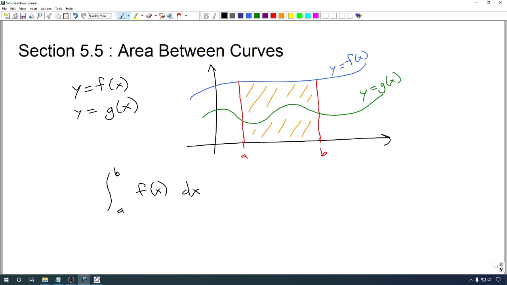But then we want to get rid of this extra area underneath. If we can take this area out of it, then all we're left with is the top part. So we'll take all this area out, but we know how to find that area as well. That's just the integral from a to b of g. And if we subtract that out, then we'll be good. The area between the curves will just be that difference.